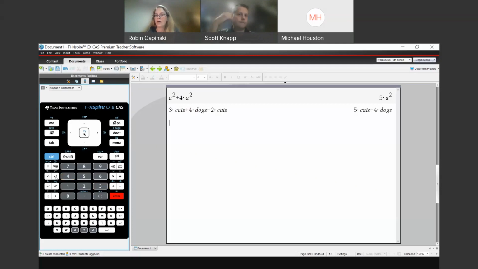And this is the power of the computer algebra system. Kids will say, oh yeah, of course, 3 cats plus 2 cats is 5 cats. And if you transition it into something like 3c plus 4d plus 2c, then they can grasp, oh yeah, that's why it's 5c plus 4d. You can do some unique things like that.